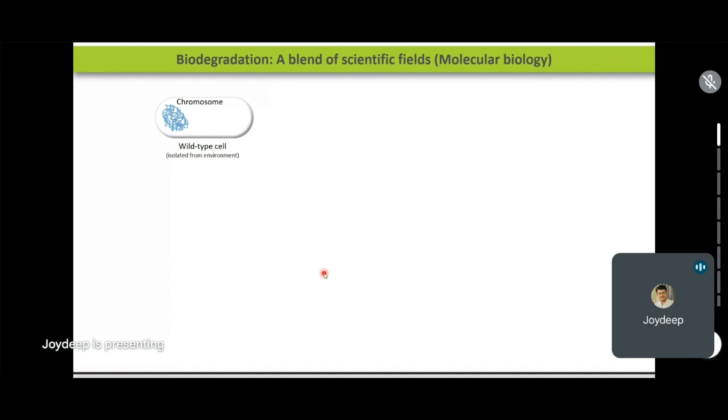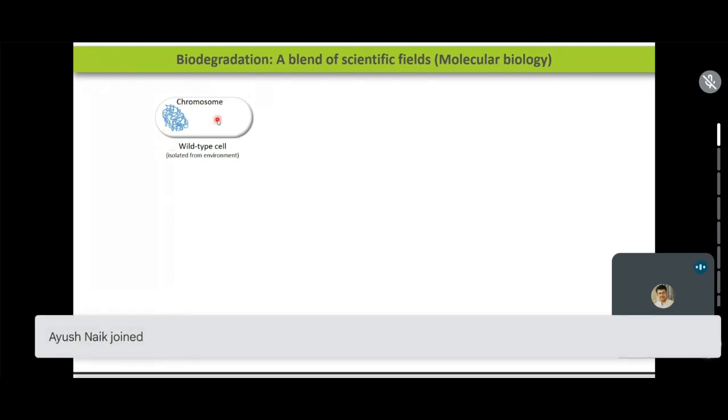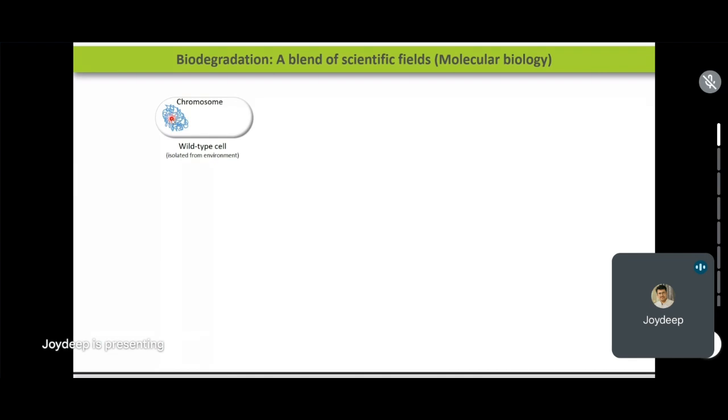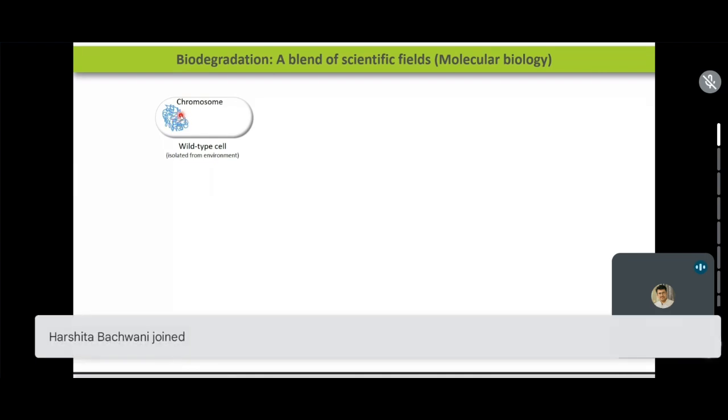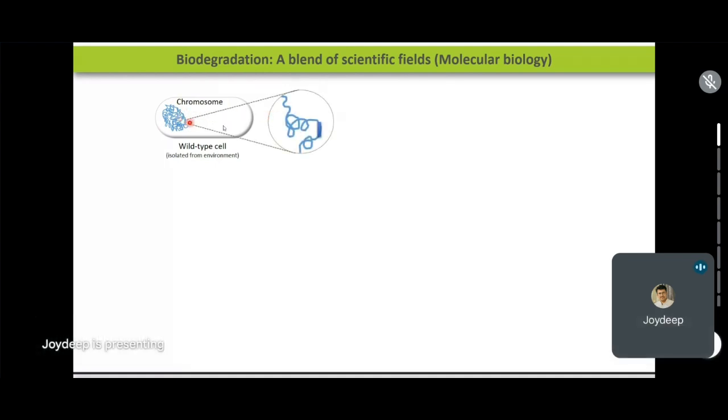Or else we can straight away go towards molecular biology. If we have the genome sequence, or at least if we are aware of the sequence of the gene or the operon, it helps. So what we can do here is we take the wild type cell that we had isolated from the environment, we take its chromosome, and we know that somewhere in the chromosome there is probably one gene or certain genes which are of our interest, that are actually involved in the degradation study. So we first try to assess where in the chromosome that particular gene lies, whether it is in the chromosome or whether it is plasmid borne, whatever.